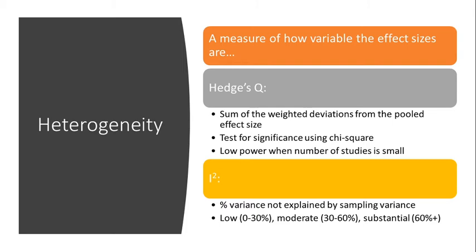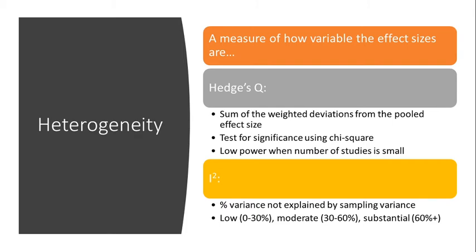It does have low power when the number of studies in your meta-analysis is very small, so you might not pick up heterogeneity that is there if you don't have many studies. And then I squared is the percent of variance not explained by sampling variance. And there's various guides on the different ranges. I'll show you more of an example in a minute.